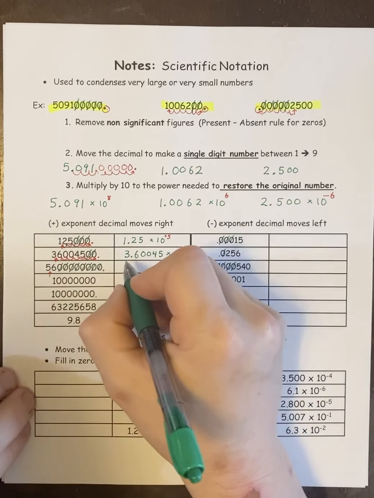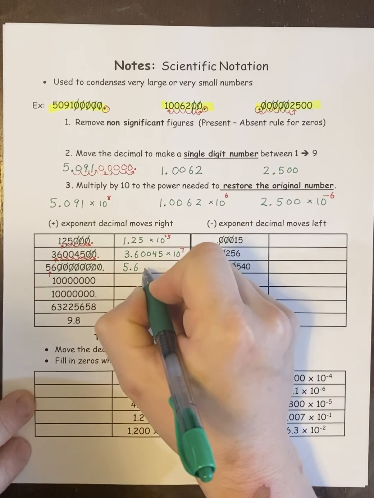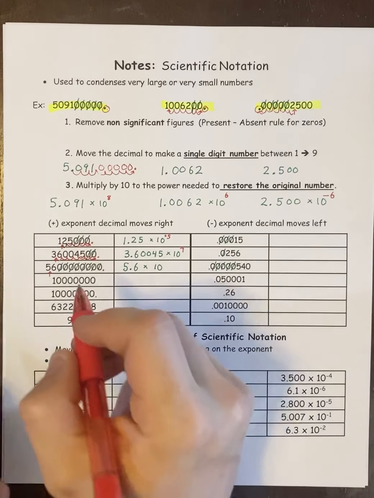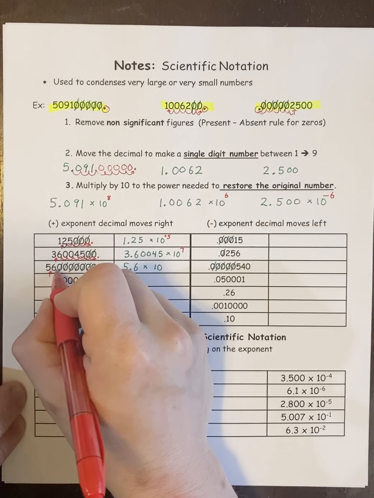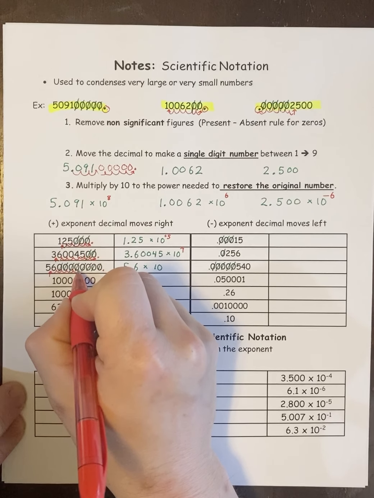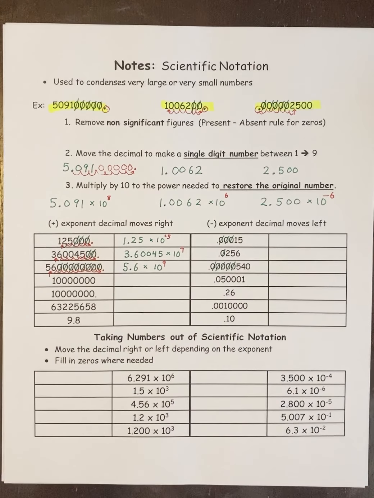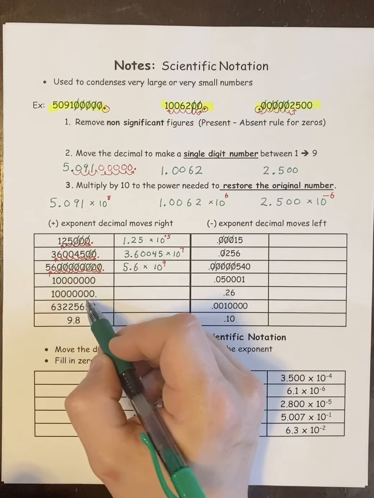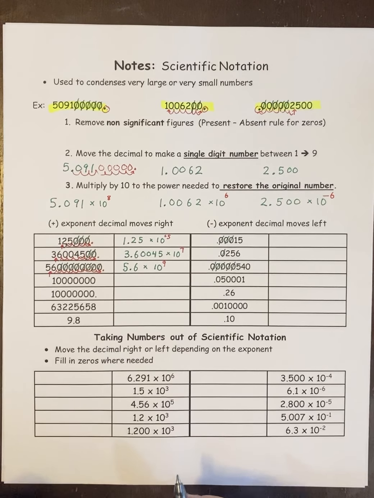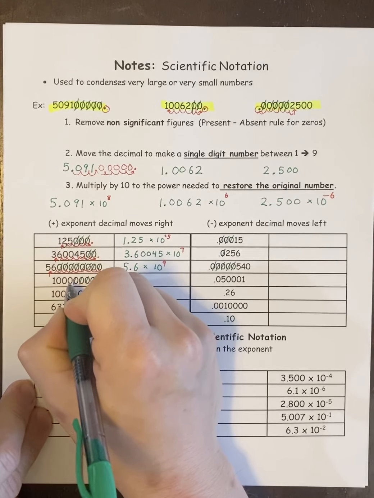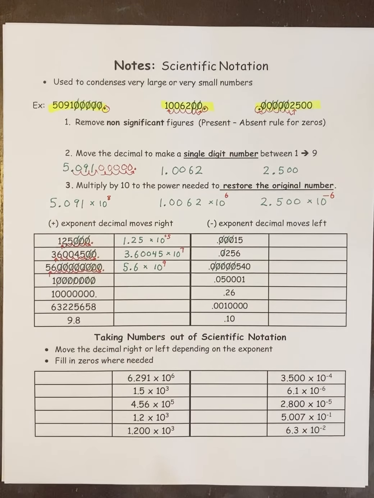And then this last one would be 5.6 times 10 to the 1, 2, 3, 4, 5, 6, 7, 8, 9, ninth power. Now, a very common problem that I get that students typically have an issue with is these next two. They look like they should be the same answer, but because of the present absent rule, those zeros are not significant, so we get rid of them.